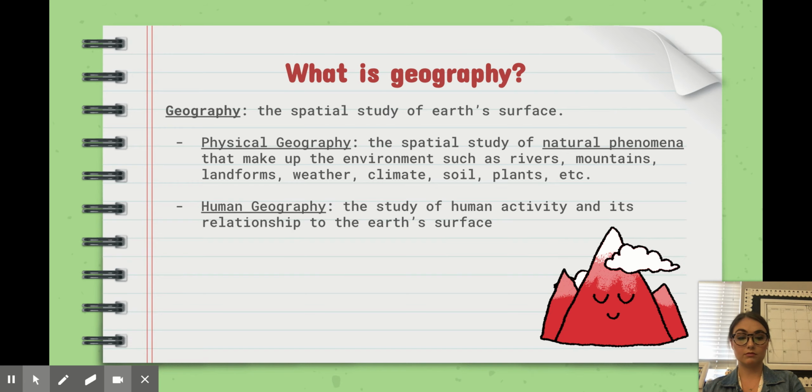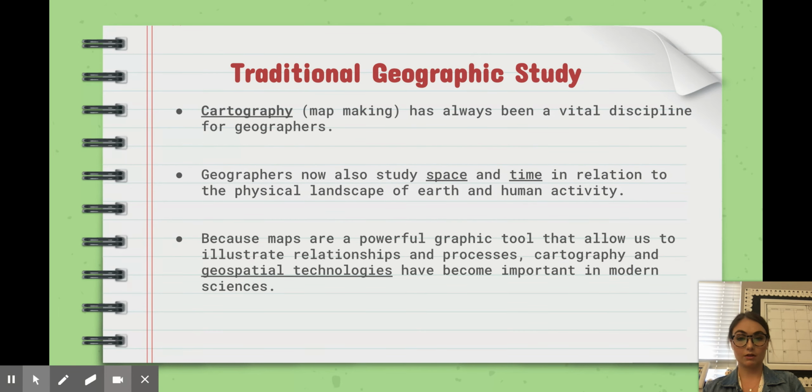Within geography, obviously there are maps, but what you need to know, and I think we talked about this a little bit in class, is that the act of making a map is called cartography. So that's map making, and it has always been a vital discipline for geographers. From the beginning, before geographer was even a thing, people were making maps in order to study the land.